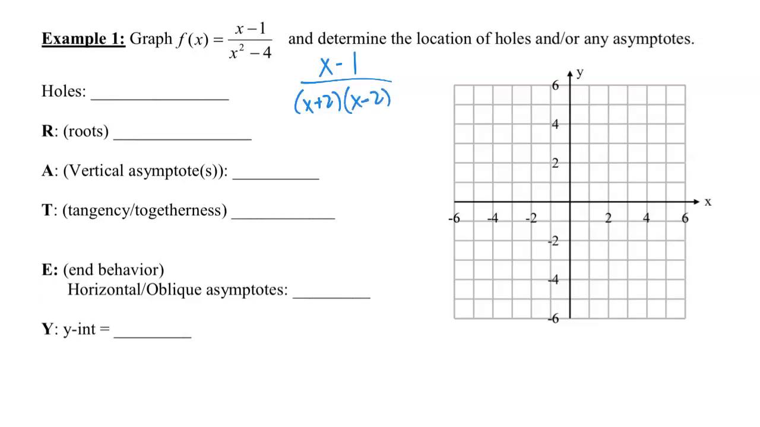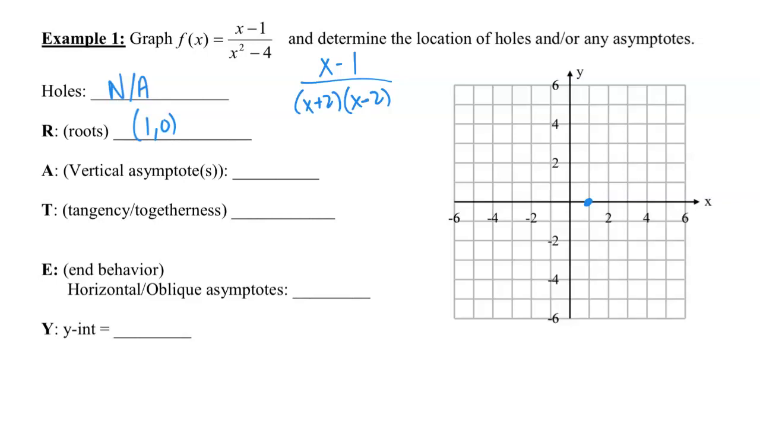And so I notice that nothing here is going to cancel out, and so what that means is that I am not going to have any holes. Roots come from the numerator equaling 0. So your numerator is x minus 1. If you set that equal to 0, you're going to get the point 1 comma 0. And so over here at 1, 0, we are going to plot our one and only root, meaning that is the only place that we are allowed to cross the x-axis.